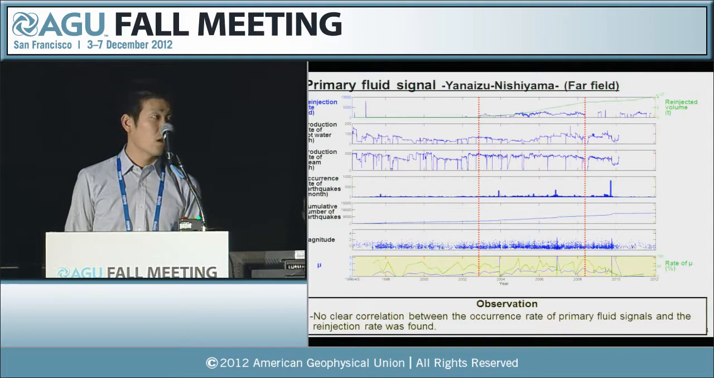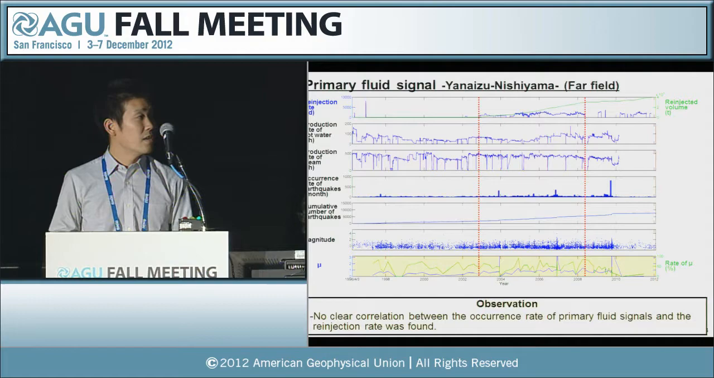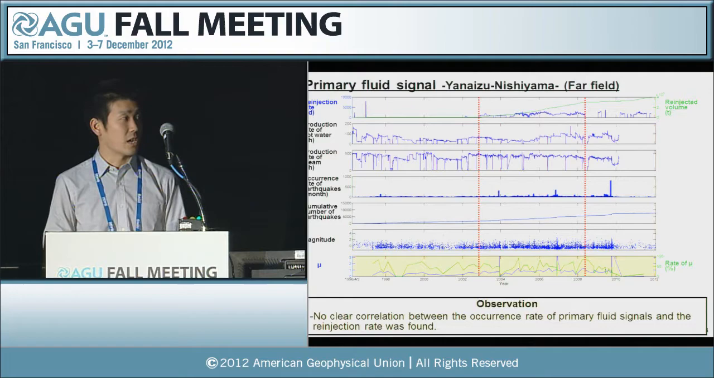We therefore concluded that most of the events at Yanai-Nishiyama can be interpreted as natural earthquakes, but the events near the treatment injection point have a more induced nature.